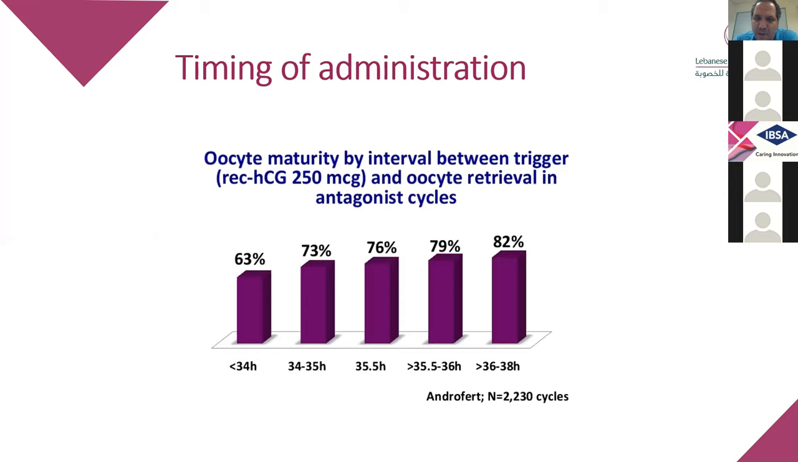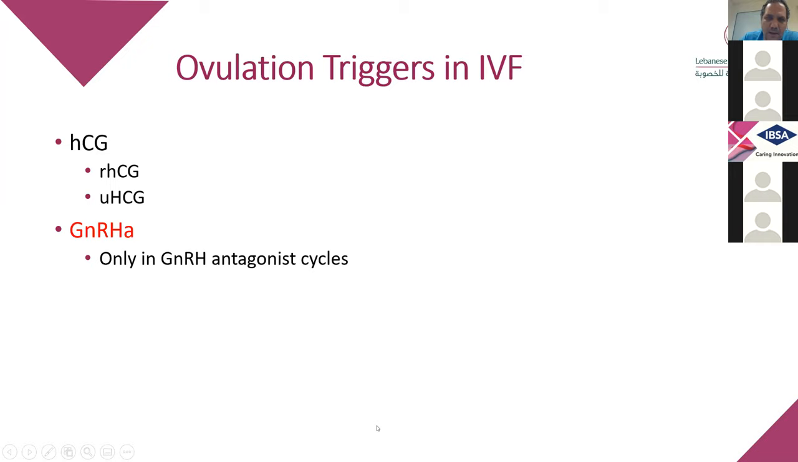There is always some concern that doing a retrieval too late might lead to an ovulation and therefore inability to get any oocyte. But there are several studies that show that you can even do retrieval later than 38 hours, 40 hours, and you can still get oocytes. Now, this was pretty much what we always used to use.